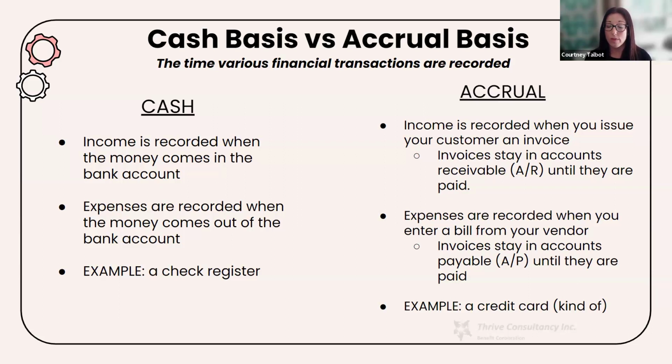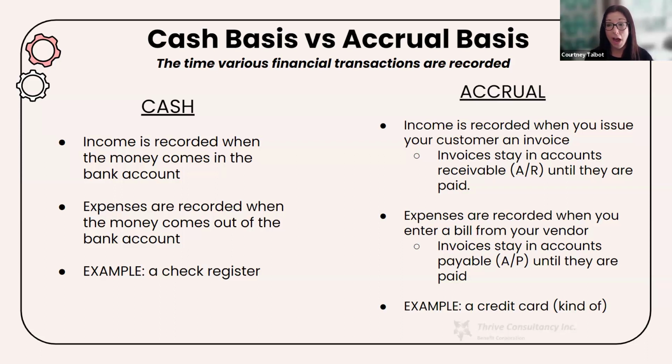Expenses are recorded when that expense is incurred. So for example, when you get a bill from your vendor, that would be when you record the expense. Even though you may not pay it right then, you may pay it later. Invoices stay in an accounts payable account until they are actually paid. An example of accrual accounting you can think about is a credit card kind of, because essentially, those charges are accumulating and they're not being paid right away.